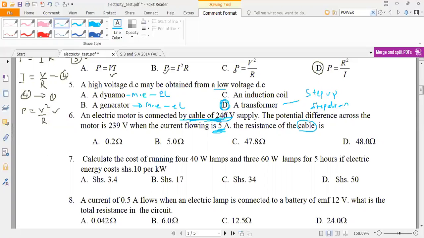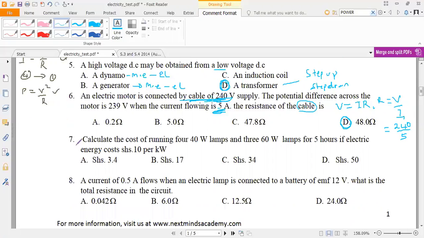So if we use the 240 and the 5, that implies that we shall use Ohm's law, which says V is equal to IR, the equation form of Ohm's law. If we are to calculate the resistance, it will be given by V out of I, and this will be 240 divided by 5. 240 divided by 5, I think the answer is 48. So the answer to this question is D, 48 ohms.